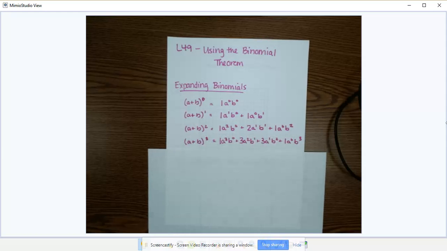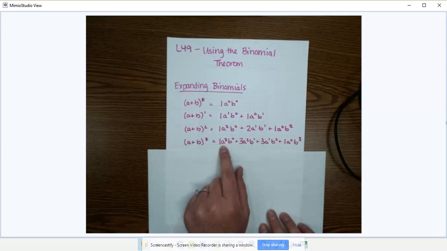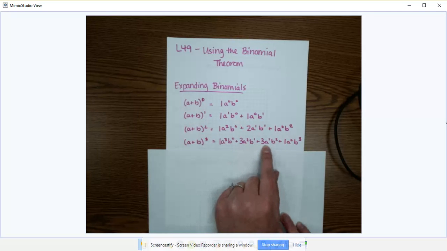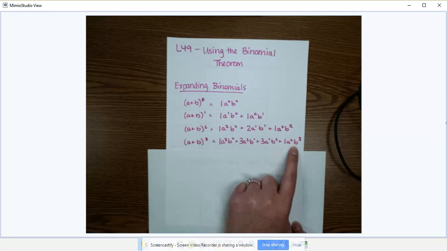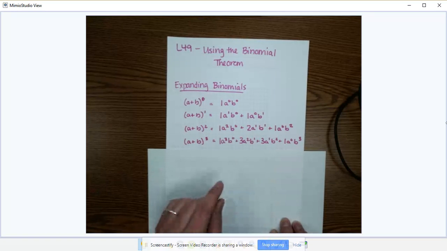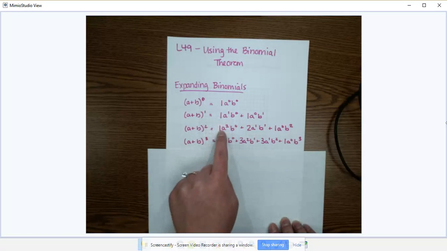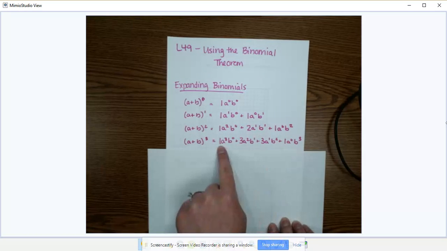(a + b) cubed has a pattern as well. We would have a cubed b to the 0, plus 3a squared b to the first, plus 3a to the first b squared, plus a to the 0 b cubed. So our pattern that's showing here, notice we have our coefficients. We're going to talk about those in a minute.